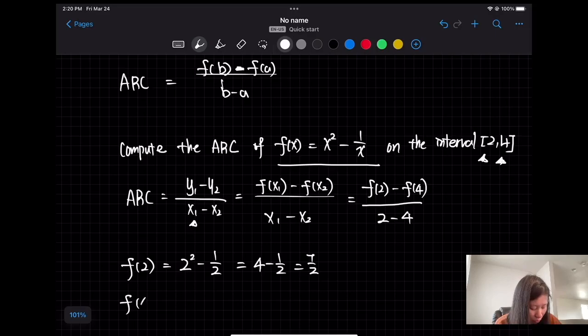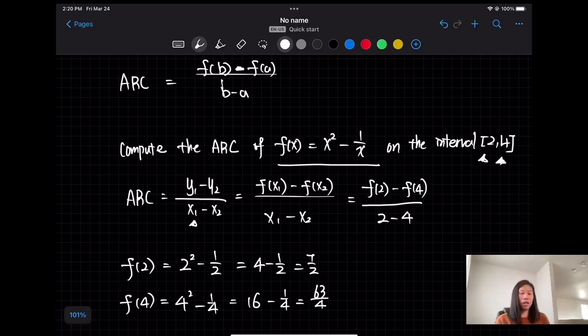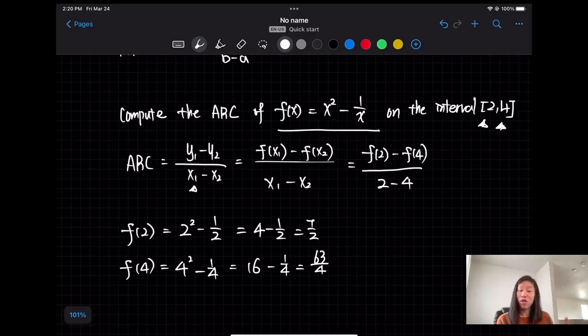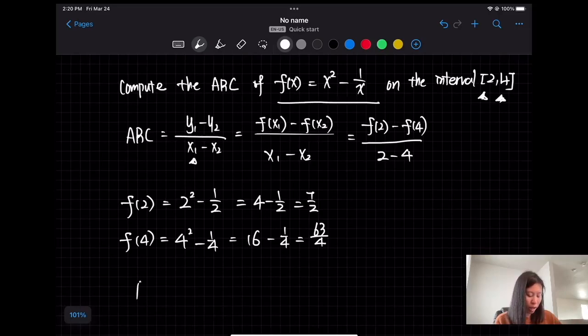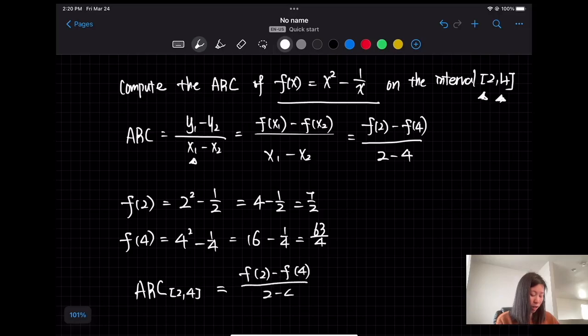And then f of 4 equals 4 squared minus 1/4, which is 16 minus 1/4. This equals 63 over 4. So now let's calculate the average rate of change from 2 to 4. The average rate of change from 2 to 4 equals f of 2 minus f of 4 over 2 minus 4.